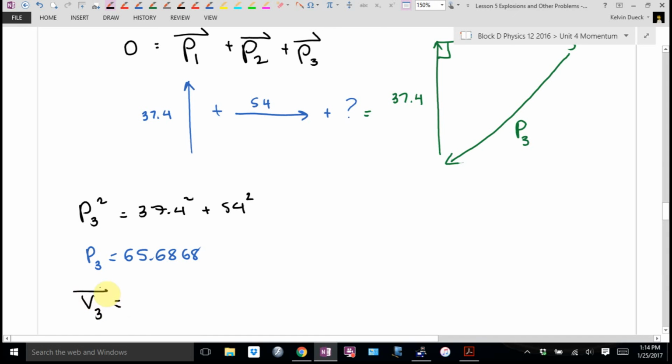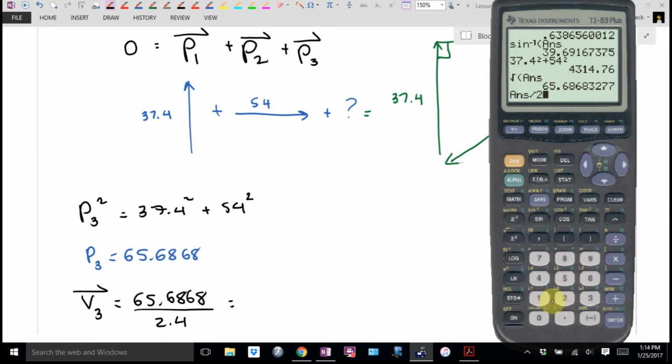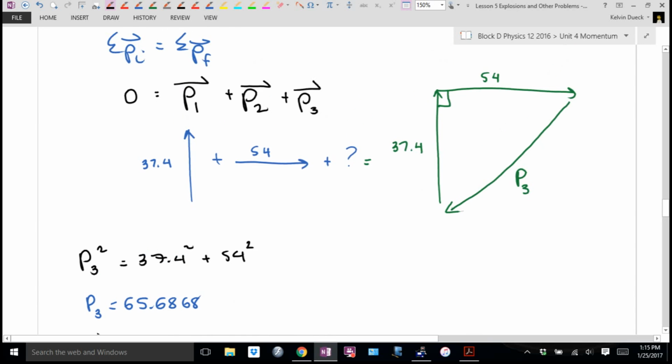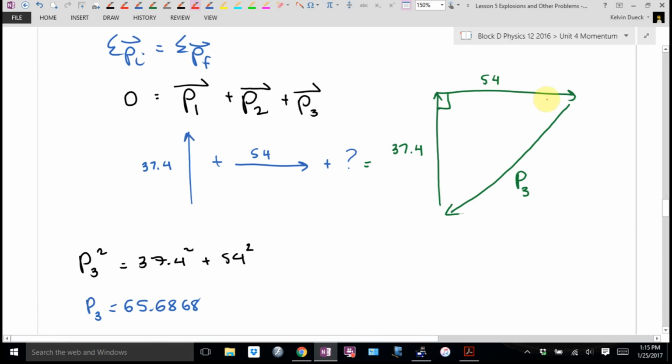So it's going to be 65.6868 divided by 2.4. And I get a speed of 27.4 meters per second. To make it a velocity, I need a direction. And the direction is always where my vector is originating from, which in this case is the top right corner.